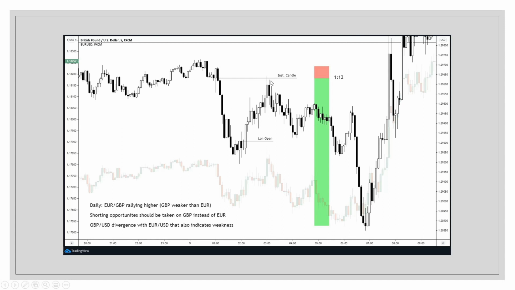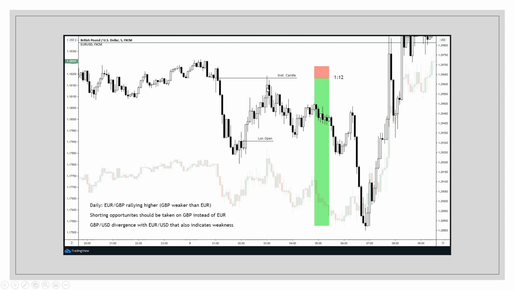Because you have British pound going lower here, and at the same time, the Euro USD was actually running equal highs over here. So the Euro USD technically went higher here at the same time that British pound was going lower. So when you have that lower British pound, that's indicating weakness. And so here is your London opening price. We were already bearish to begin with, so we annotate that London open.